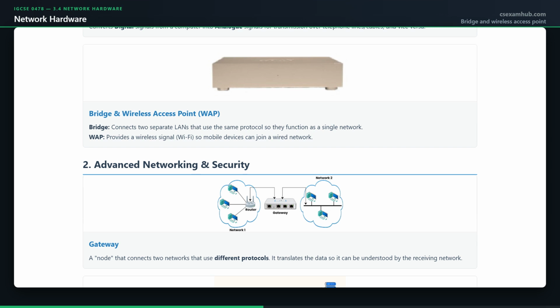2 smaller devices. A bridge connects 2 separate local area networks that use the same protocol so that they function as a single network.